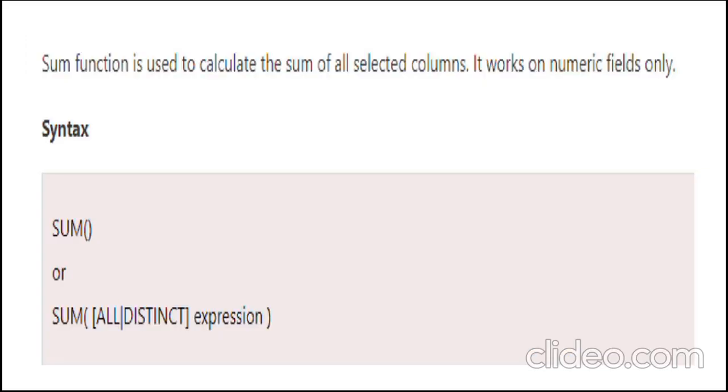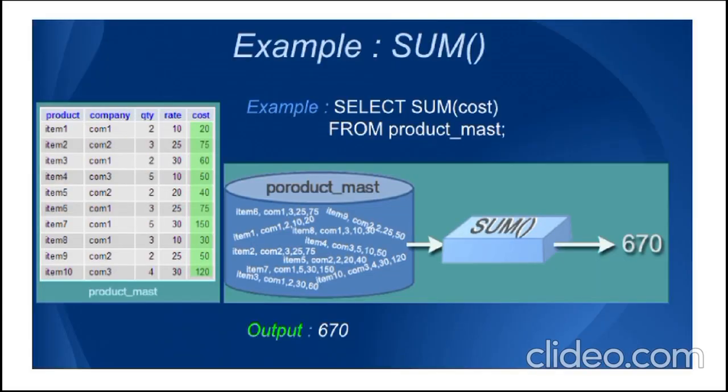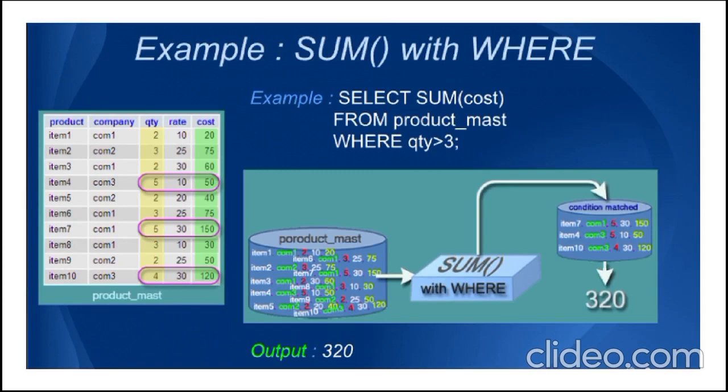Sum function. The sum function is used to calculate the sum of all values in the selected column. It works on numerical fields only. Syntax: sum. Example: select sum cost from product_mast. Here we sum the cost column. The cost total of the table is 670. Output 670.